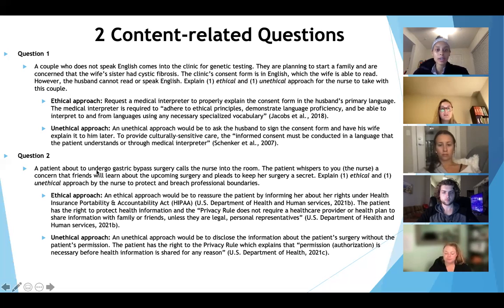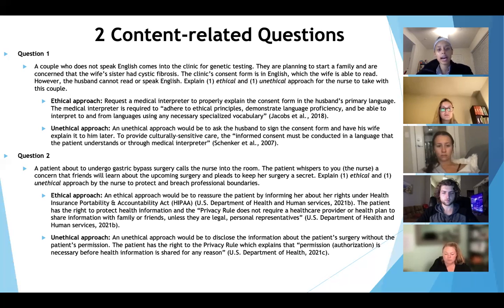So there's another scenario as a follow-up to this one. And this one's about a patient who's undergoing gastric bypass surgery. His main concern is that he doesn't want anyone else to know the type of surgery he's having, and he expresses this to the nurse. So again, there's two sides to this situation. The first side is the ethical approach. And this would be where the nurse can inform the patient that she does have rights under the HIPAA Act, where her information is protected and healthcare members will not be sharing her information without her permission.